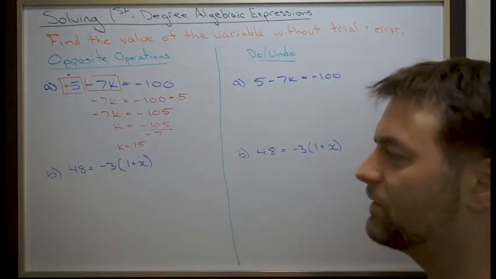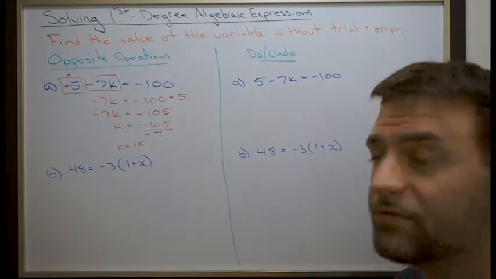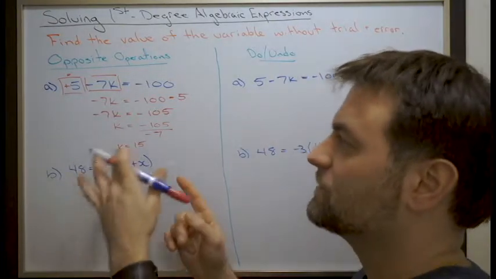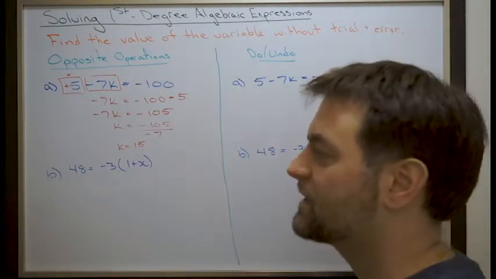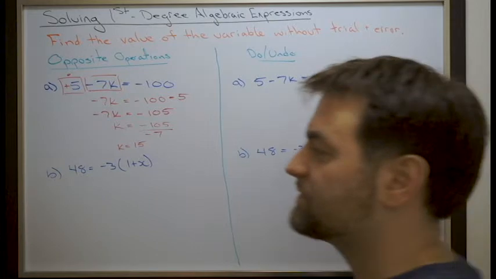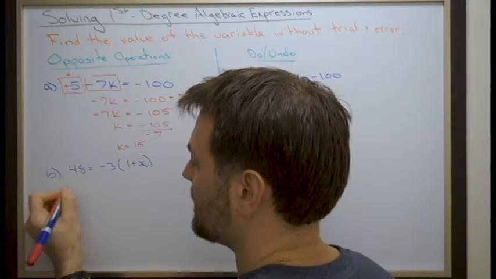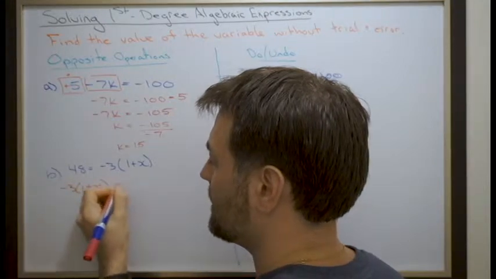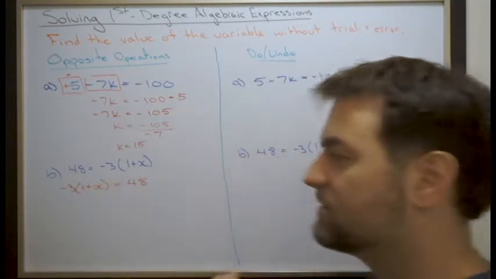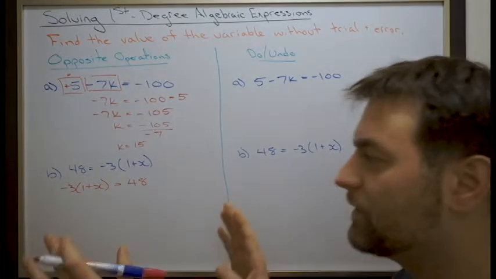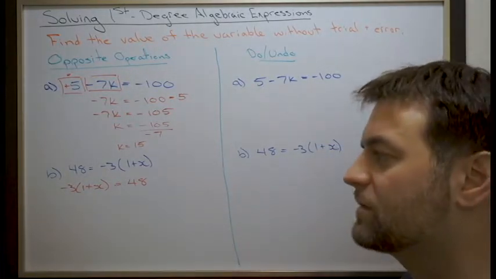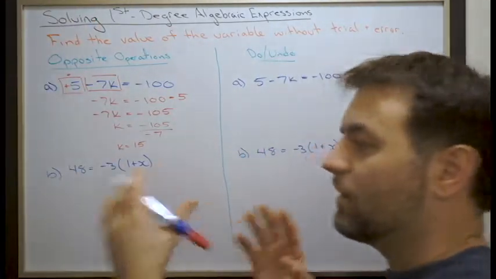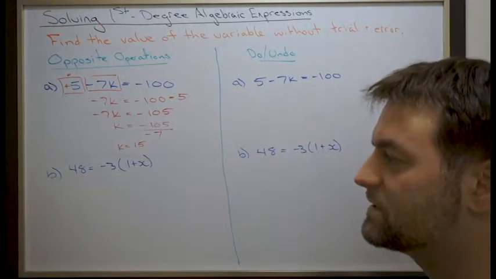Now in the next example, the x is on the other side, and if that makes you uncomfortable, this is an optional step, but if this is weird, because we've only been working with x on the left side, you can move it over to the left side. So we could rewrite this as negative 3 times 1 plus x equals 48. This is perfectly okay, and you'll get the exact same answer if you follow the steps correctly. I'm going to leave it on this side though, just as an example with it on the right side.